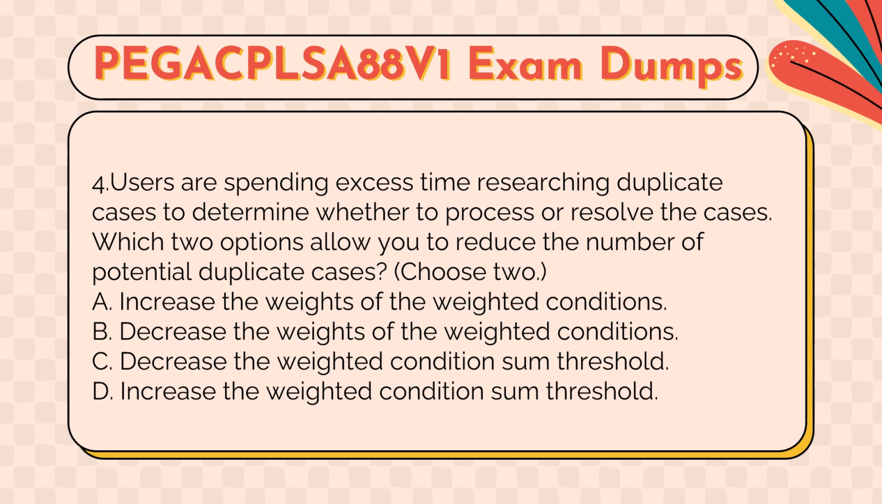4. Users are spending excess time researching duplicate cases to determine whether to process or resolve the cases. Which two options allow you to reduce the number of potential duplicate cases? Choose 2. A. Increase the weights of the weighted conditions. B. Decrease the weights of the weighted conditions. C. Decrease the weighted conditions sum threshold. D. Increase the weighted conditions sum threshold.